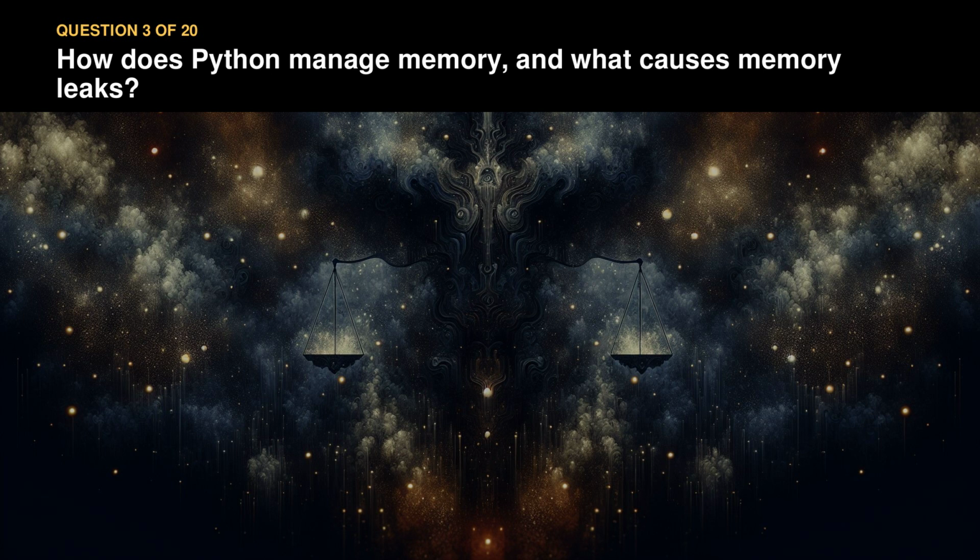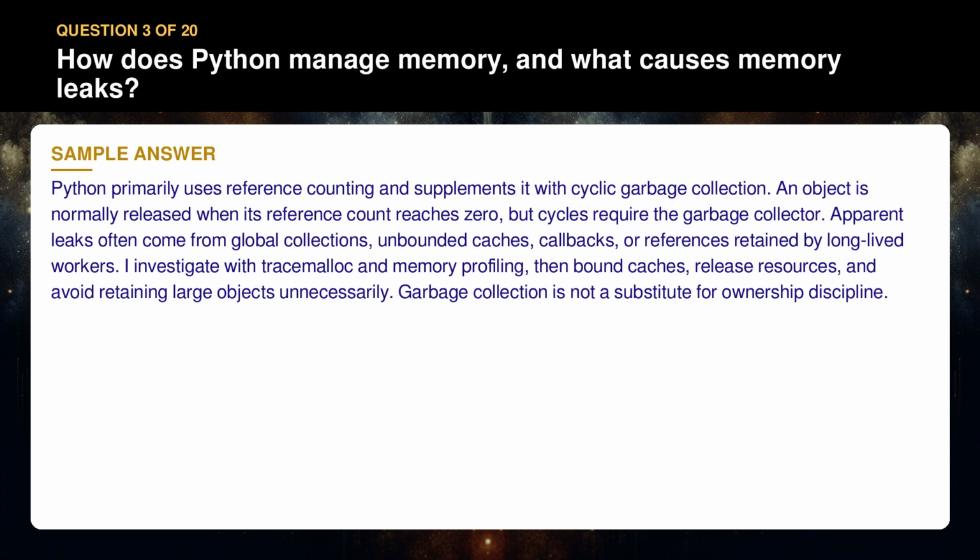Question 3. How does Python manage memory, and what causes memory leaks? Python primarily uses reference counting and supplements it with cyclic garbage collection. An object is normally released when its reference count reaches 0, but cycles require the garbage collector. Apparent leaks often come from global collections, unbounded caches, callbacks, or references retained by long-lived workers. I investigate with tracemalloc and memory profiling, then bound caches, release resources, and avoid retaining large objects unnecessarily. Garbage collection is not a substitute for ownership discipline.